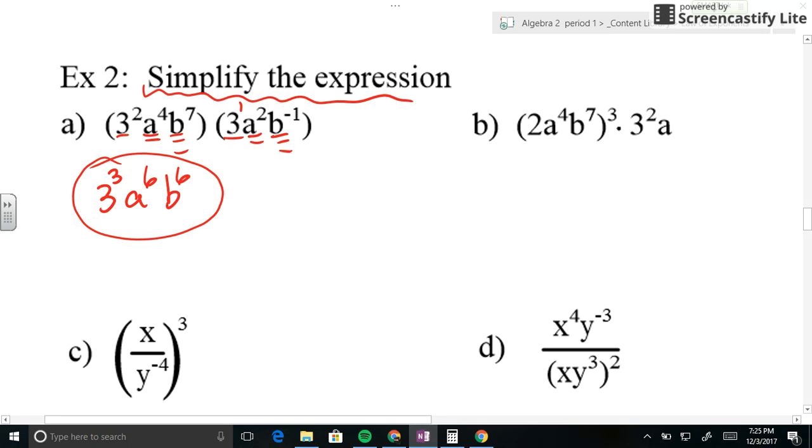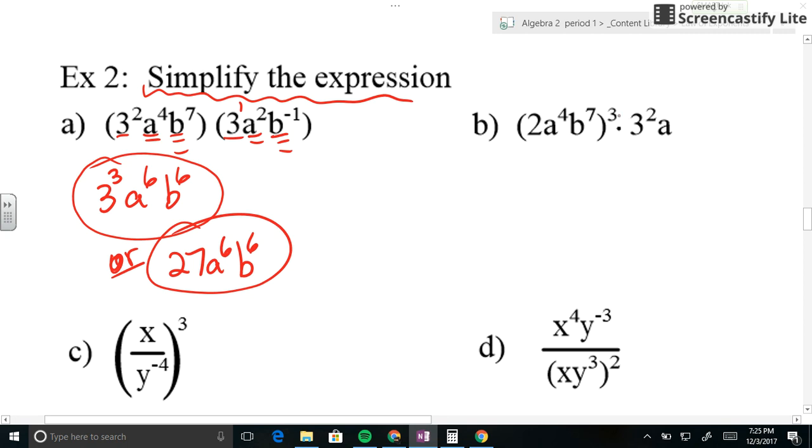I can evaluate the 3 cubed when it says simplify as well. So I could do 3 cubed, which is 3 times 3 times 3. That would give me 27. And then the a to the sixth, b to the sixth stay. So either one of these answers would work when it says simplify.